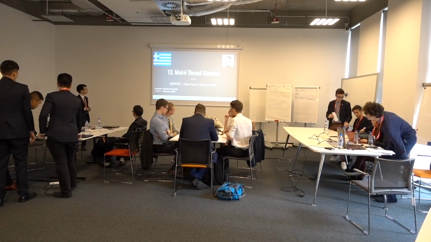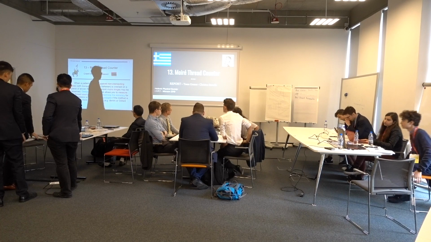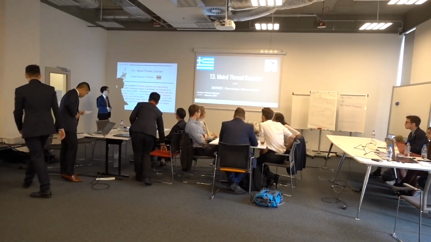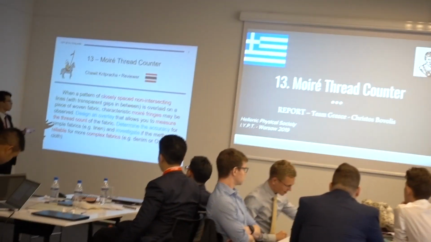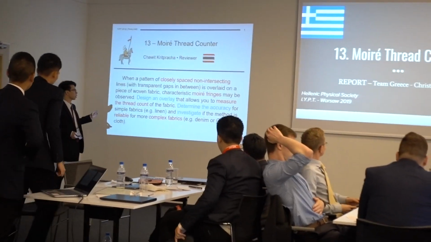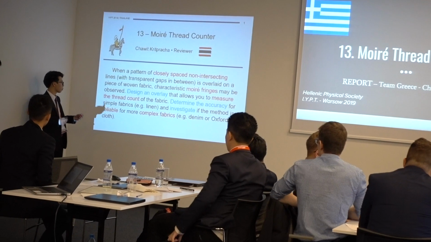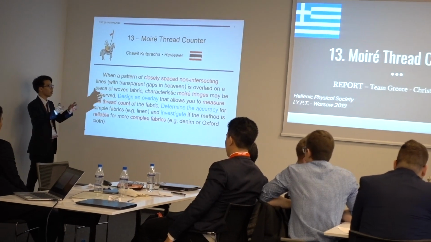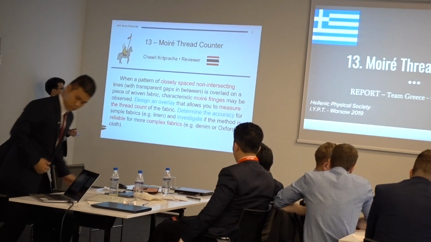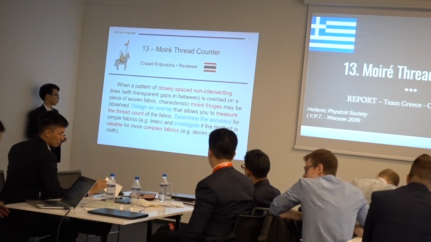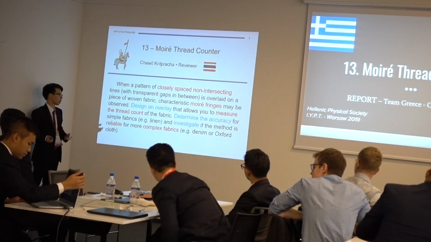Good afternoon, everybody. Today I'm going to be reviewing the problem of Moire thread count. The problem statement is: when a pattern of closely spaced non-intersecting lines is overlaid on a piece of woven fabric, characteristic Moire fringes may be observed. Design an overlay that allows you to measure the thread count of the fabric, determine the accuracy for a simple fabric such as linen, and investigate if it's reliable for more complex fabric.